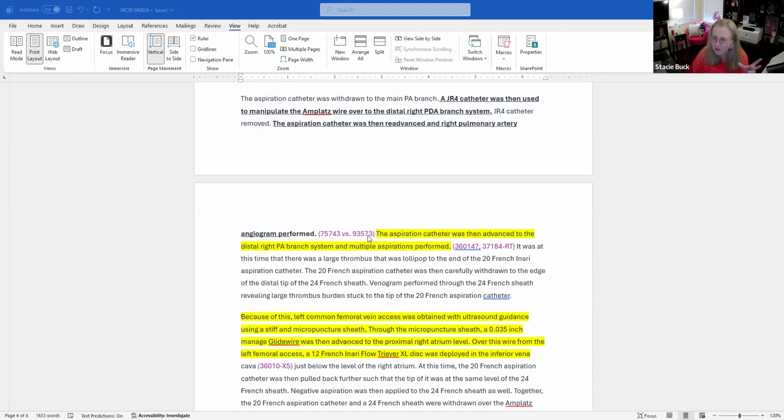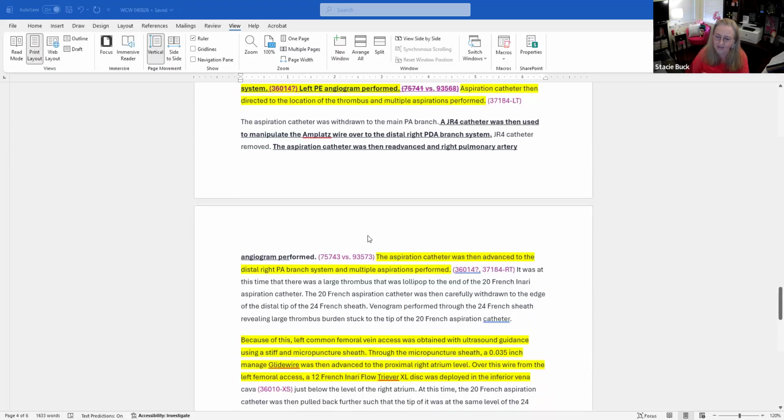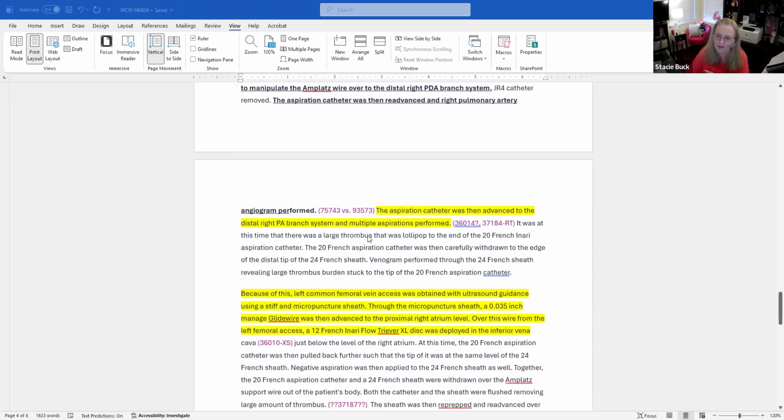And interestingly, the 93568 still stays intact, and you can code the non-selective and the selective when we're talking about a heart cath being performed. So I think it's a bit of an odd rule where for the peripheral, you can't code the non-selective imaging with the selective, but with the heart cath, you can code the non-selective imaging also with the selective imaging.